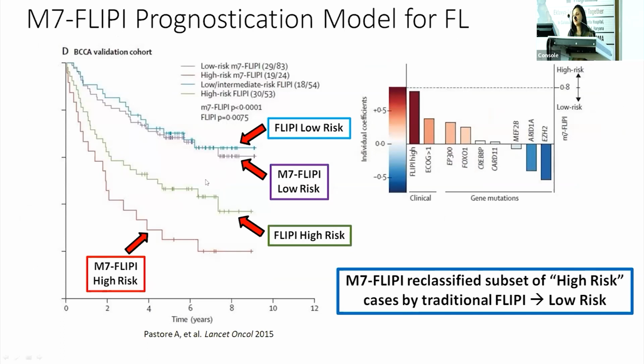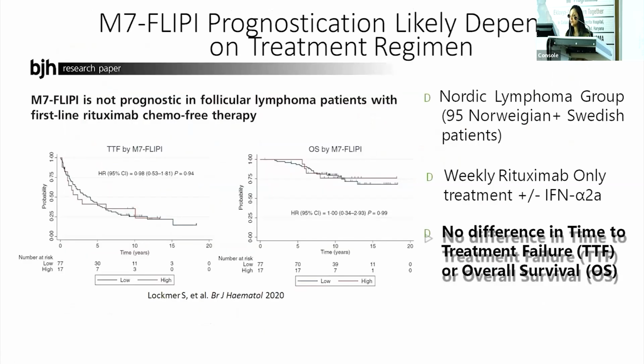But again, there is a caveat to this. This is based on the treatment which you have given to the patient. It is R-CHOP or just rituximab. And in the patients who were just given rituximab and chemo-free therapy, there was hardly any benefit of using this 7 gene signature. So that has to be kept in mind.